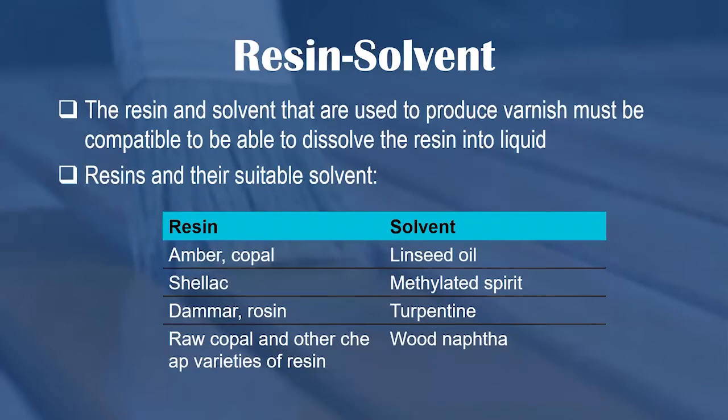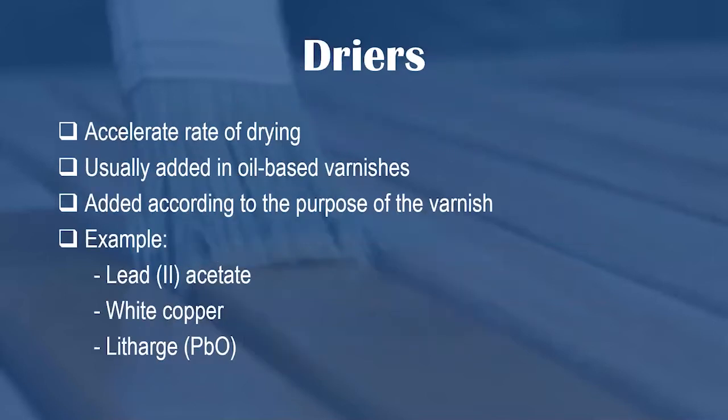Next, the combination of resin and solvent is important in varnish production because they have to be compatible to be able to dissolve the resin into liquid. For example, amber and copal can be dissolved in linseed oil, and shellac can be dissolved in methylated spirit, and so on.